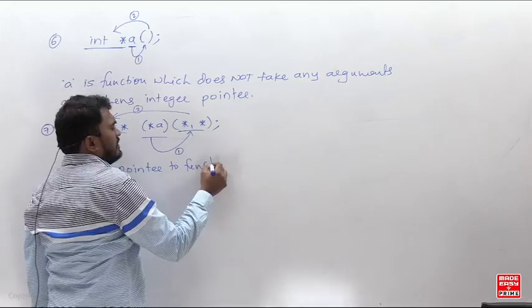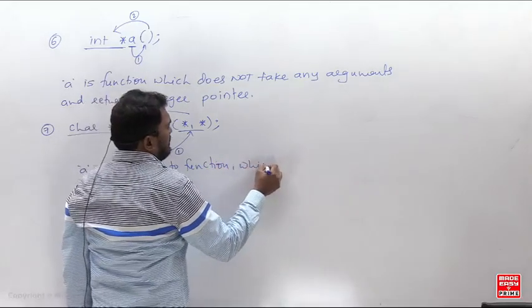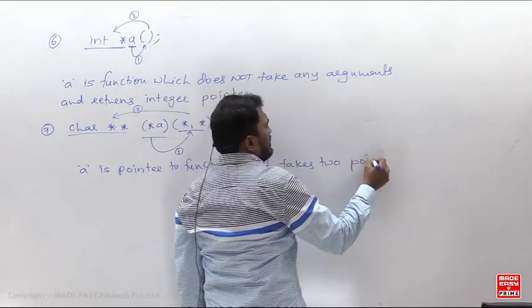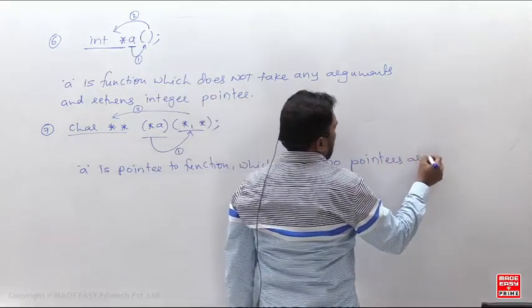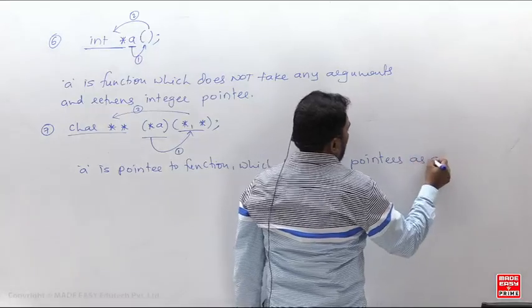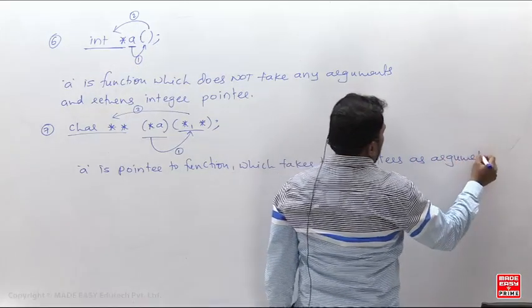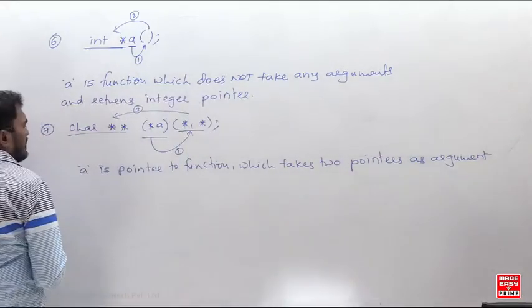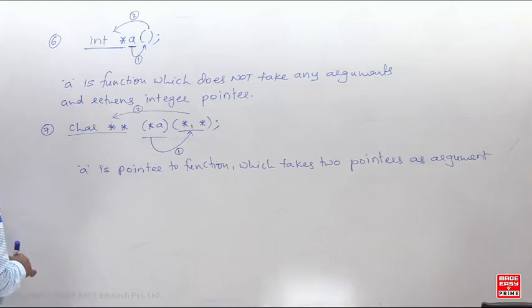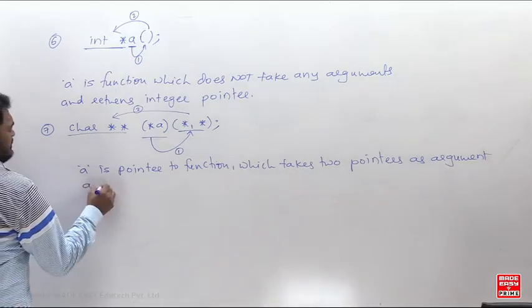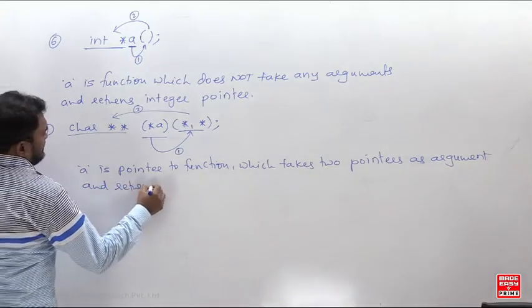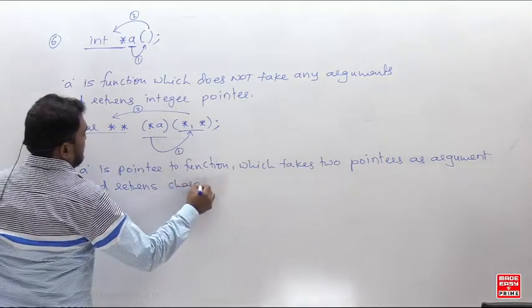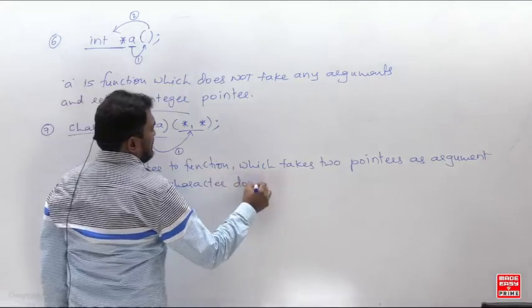Okay, so note down. A is a pointer to a function which takes 2 pointers as arguments and returns a character double pointer.